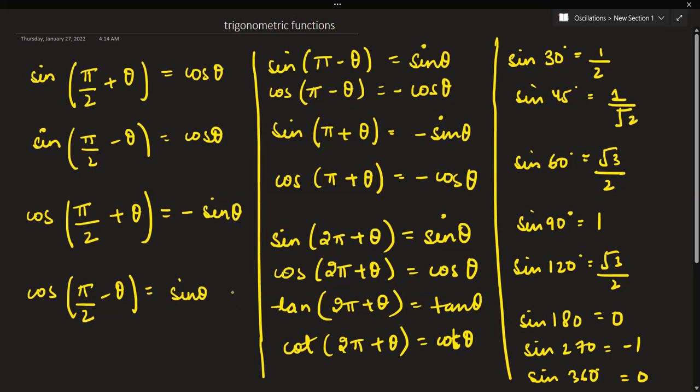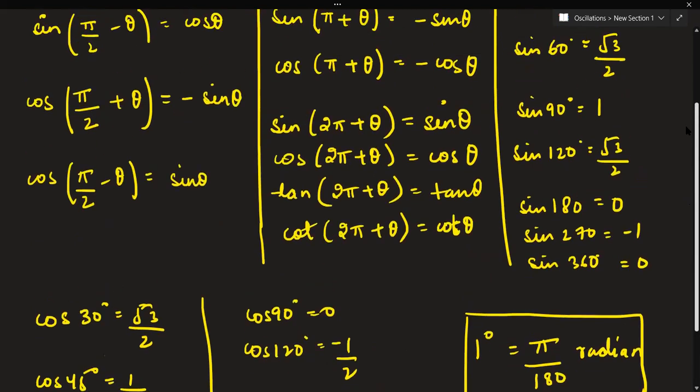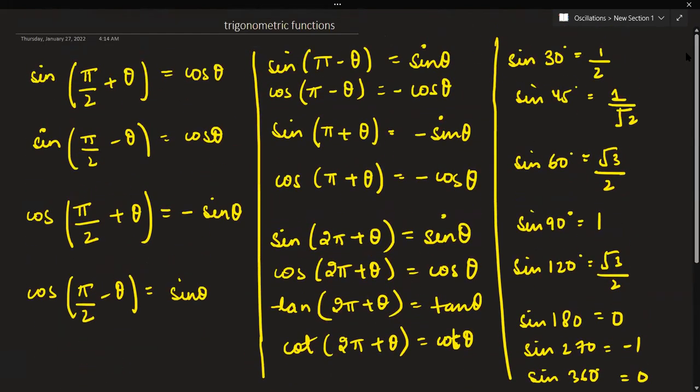Before I begin, there are a few basic trigonometric functions that we are all aware of. You should note them because they will be used a lot. Trigonometry is used a lot in SHM. Remember the values of sine 30, sine 45, sine 60, sine 90, sine 270, sine 360, and so on. So just note these down.